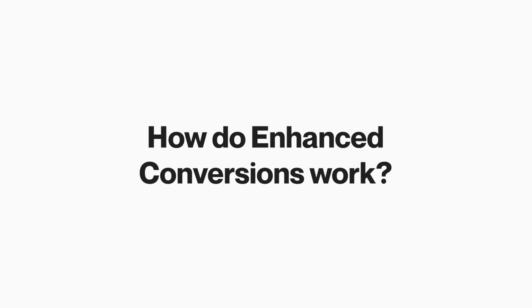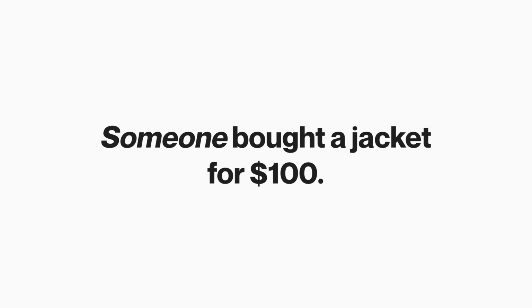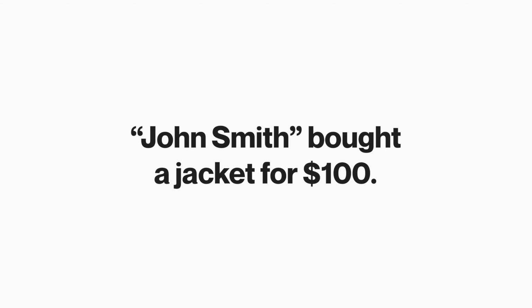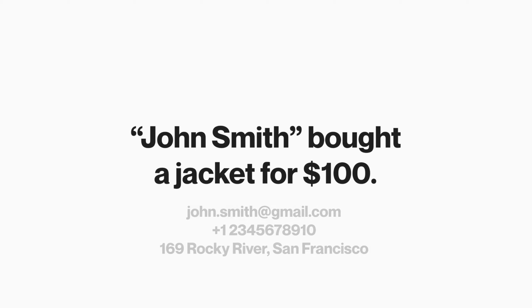All right, so how do enhanced conversions work? Well, let's take a look at a regular conversion. A regular conversion tells Google Ads that someone bought a jacket for, let's say, $100. Enhanced conversions go a little bit further, and they tell Google that John Smith bought the jacket for $100. It's also sending this kind of personally identifiable information about the person who made the purchase.